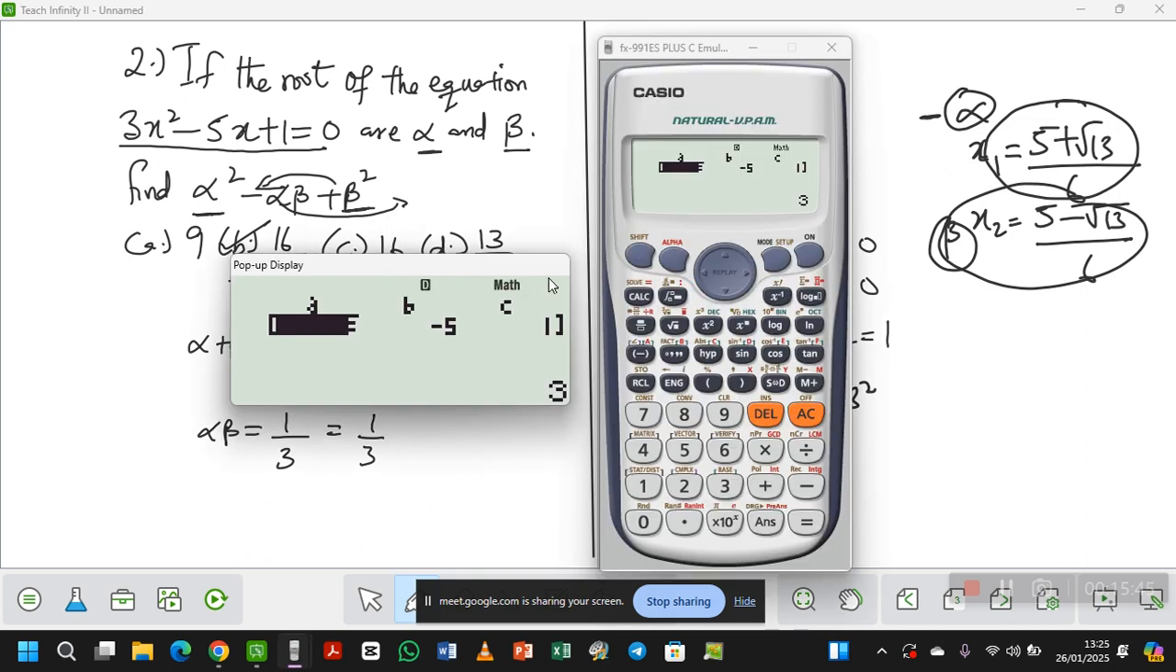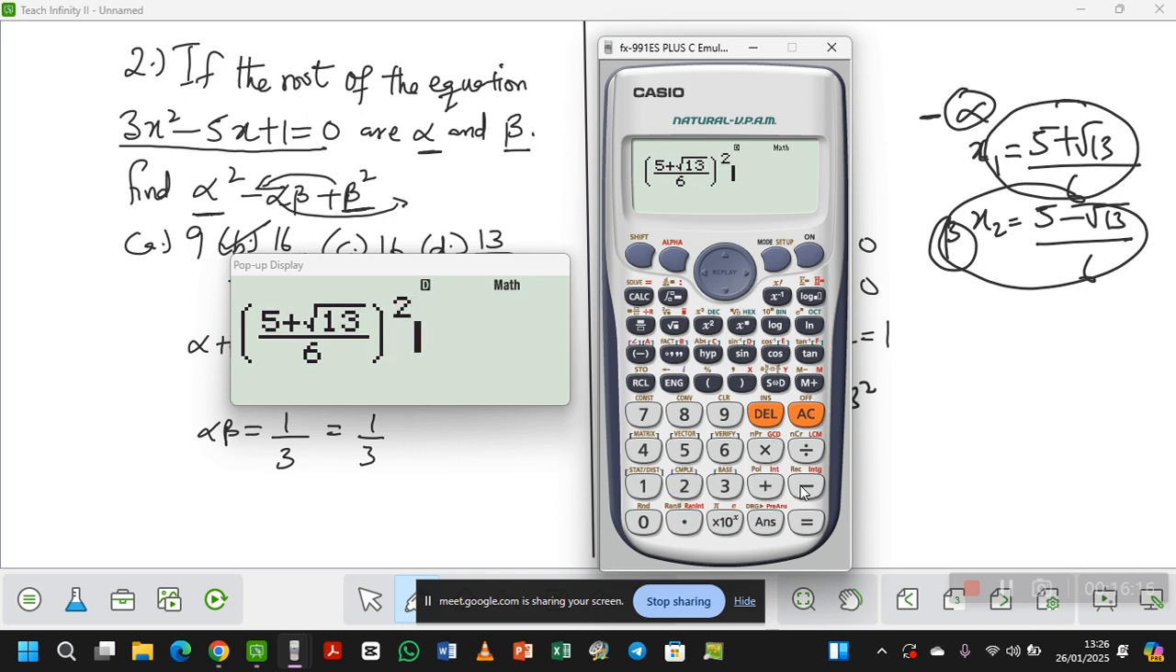I'm trying to open the calculator. Can you see the calculator now? Yes. Okay. So as usual, you do the square of 5 plus root 13 over 6. You now square it. Then you do minus, into the, which is what we are using. Can you see it? This is what I'm doing.